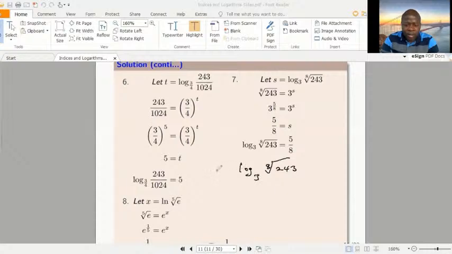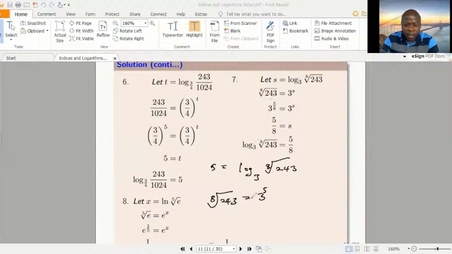So we don't know it. Let's just let it be s. Then s has to take the position of that, and so this one replaces it. So we have the 8th root of 243 being equal to x raised to s. And that's what I wrote here.